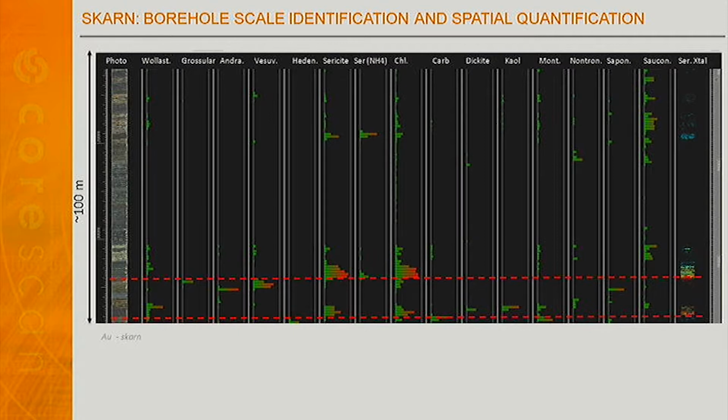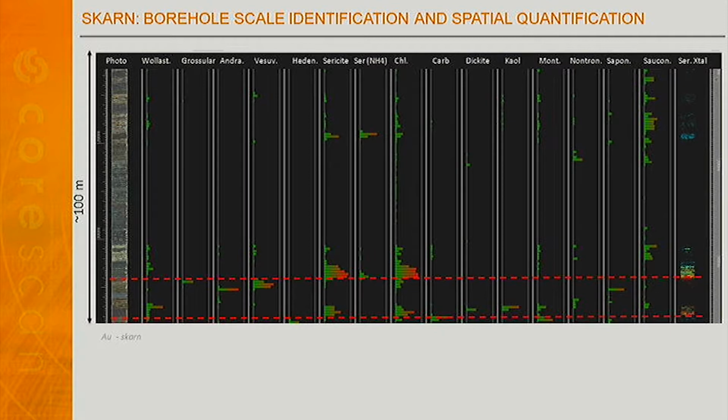So this is, again, a different drill hole. This is about 100 meters. This is in the gold skarn. And this line that you see right here is the actual skarn itself. So here you can see the grossular and the andradite and the vesuvianite. So you've got your prograde right here. So here's your skarn.